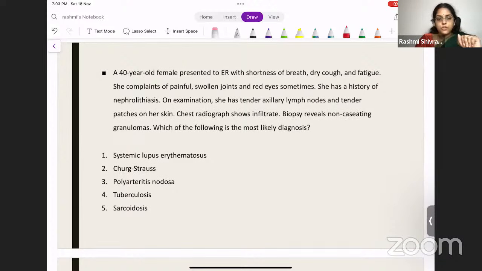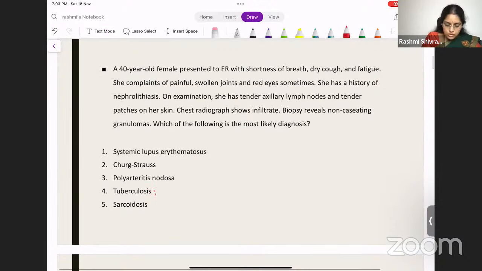I would like all of you to type in your answers in the chat box so that we can have a discussion instead of a one-way teaching. After all, this is a test and discussion, so I would like all of you to interact better. Something that we can rule out here is tuberculosis. Why? Because this patient is having non-caseating granulomas. We know that tuberculosis has caseating granulomas, so we are ruling that out.